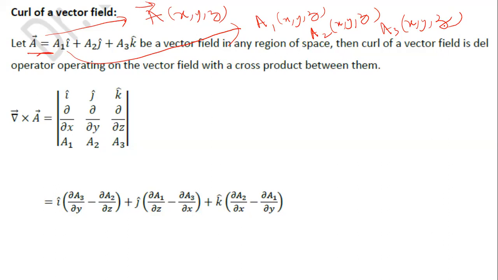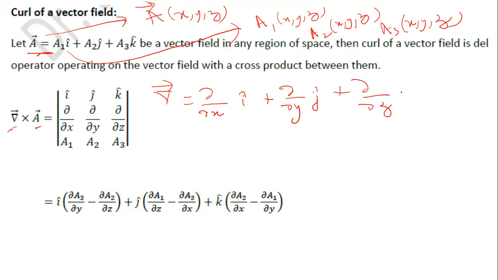So when you have a del operator operating on that vector field with a cross product in between, that operation is called curl. Okay, curl of a vector field. Whenever you have a cross product, you know that this del operator is partial derivative with respect to x i cap, partial derivative with respect to y j cap, plus partial derivative with respect to z k cap.